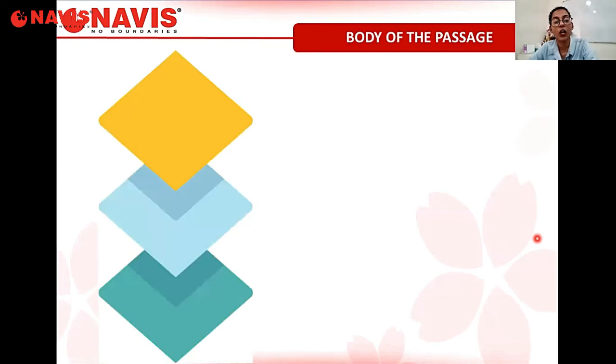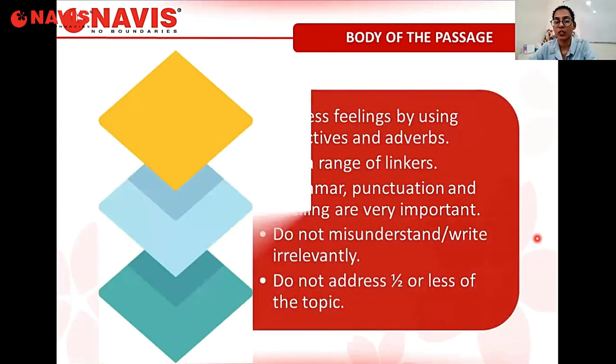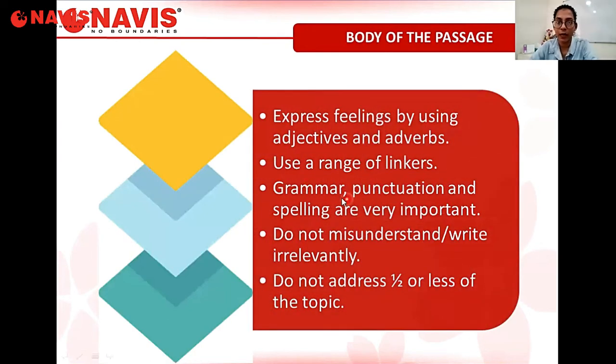Further, we have something called passage, which covers the body of the paragraph or the essay. So express feelings. When you are expressing feelings, use an array of adjectives and adverbs. Adjectives are nothing but words which describe the noun, and adverbs are words which describe the verb. For example, for adjectives, you can say that she is beautiful, he is charismatic. All these words you can use. And adverbs, she moves swiftly. So you have to describe the verb.